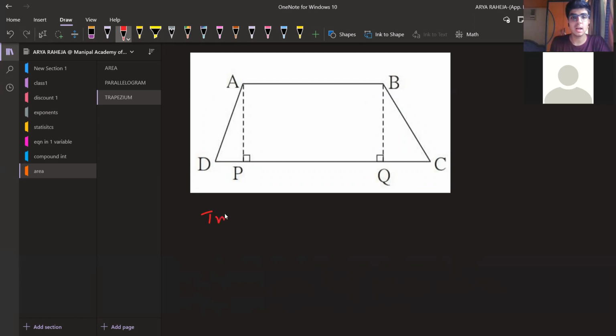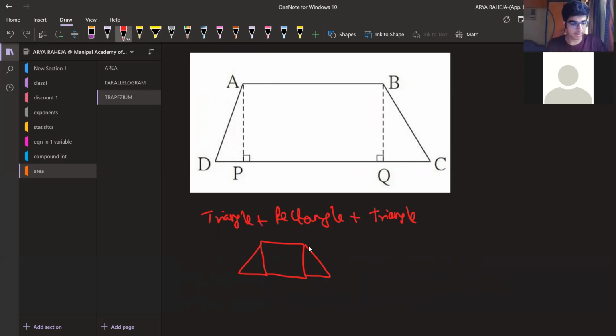This is a triangle, plus ABQP. This is like a rectangle, right? Plus now BCQ. This is again a triangle. So a trapezium is nothing but a triangle, then a rectangle, and one more triangle joined together. If we join these three by placing them very closely, it forms a trapezium. You'll be able to notice that if you look carefully. So there are many observations made on this.